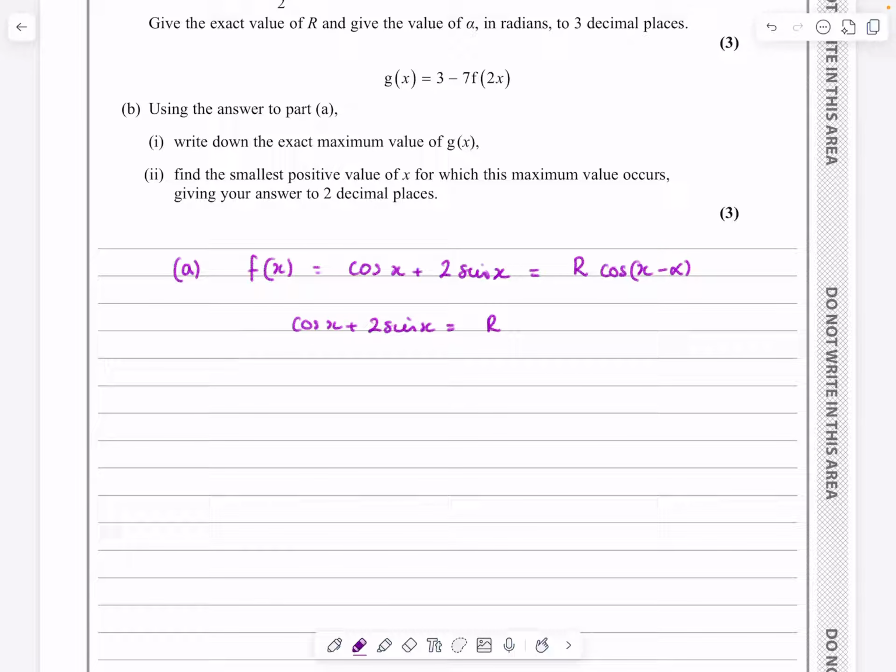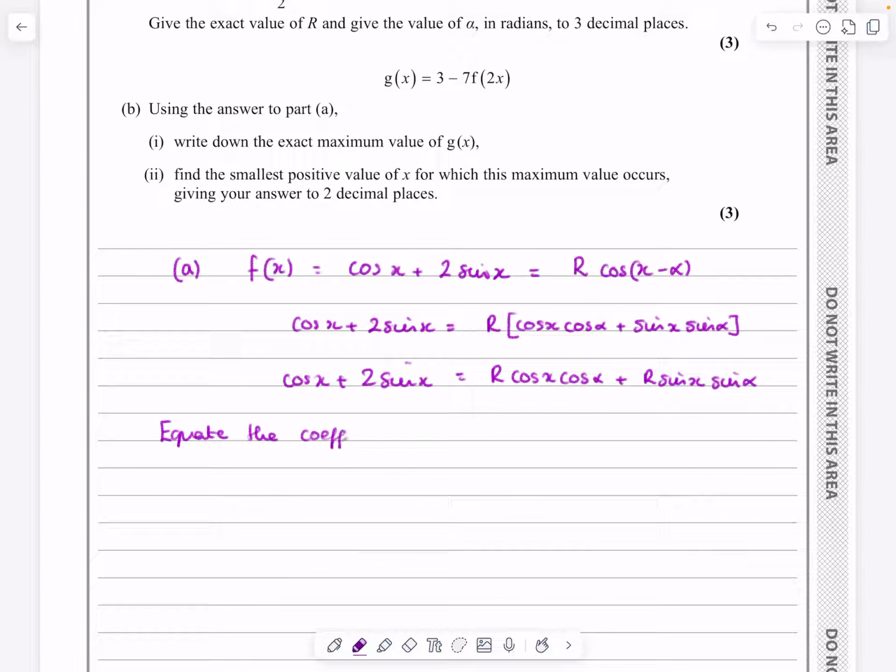So using the x's and the alphas, that's going to be cos x cos alpha. Just be careful about your handwriting here. They look very similar to each other. Sin x sin alpha. Let's just tidy that up by multiplying that all out. So R cos x cos alpha plus R sin x sin alpha. And if that's equal to cos x plus 2 sin x, what we do now is we equate the coefficients.